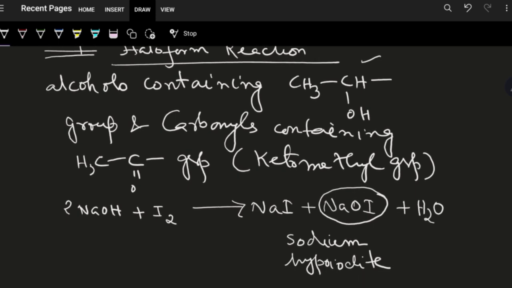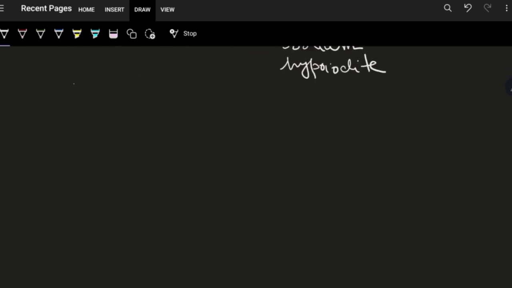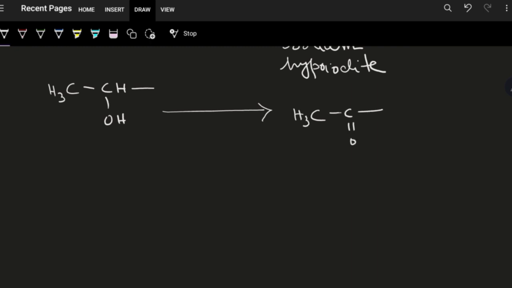Okay. So what type of compounds did I say? If any alcohol contains the CH3CHOH group, it gives haloform, and carbonyls containing the CH3C double bonded O ketomethyl group, or methyl keto group, are both used. Why do these types of alcohols respond? Because they can get oxidized. Oxidation is removal of H2. You can remove these two H and say that this alcohol is getting oxidized to this carbonyl compound, and so they respond to this iodoform test.